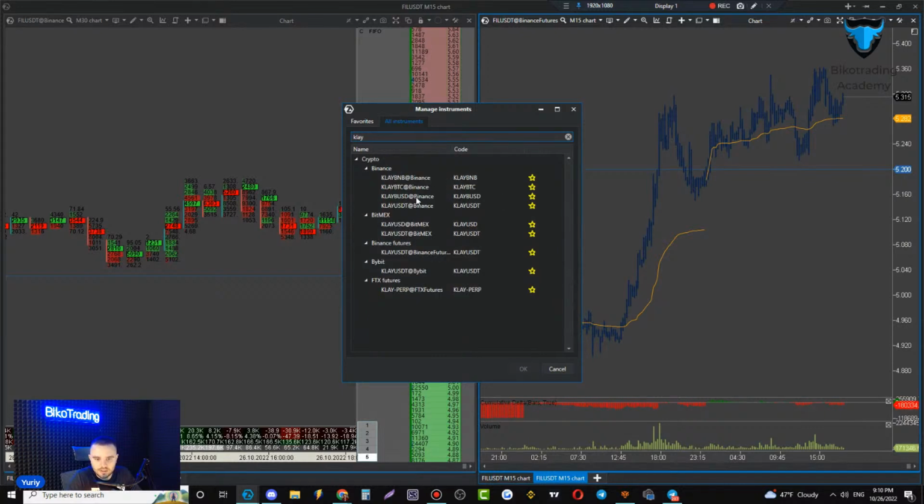Clay, Binance, Clay, Binance Futures, and Clay USDT. Okay.